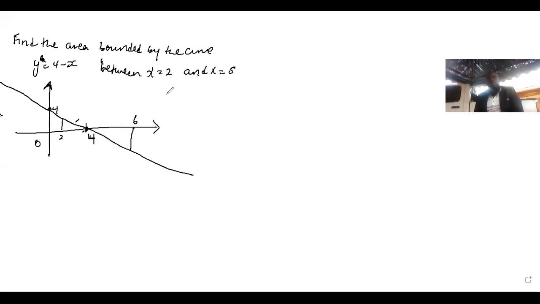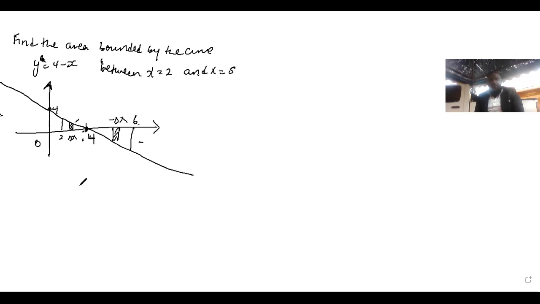Now these two areas, as you look at them, are the same because the difference from 2 to 4 is the same as the difference from 4 to 6. But the area down here is negative, while the one up here is positive. So one has to be very sensitive when interpreting the question. That's why you need to sketch. So when you sketch, you see that this is positive, while this one will be what? Negative.